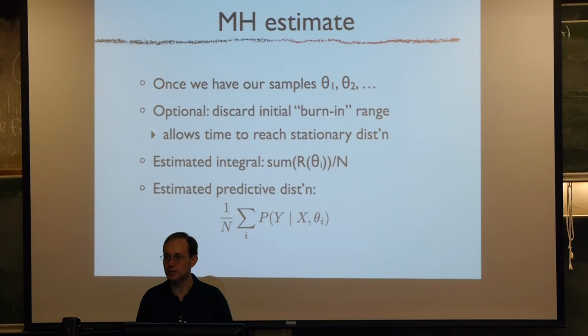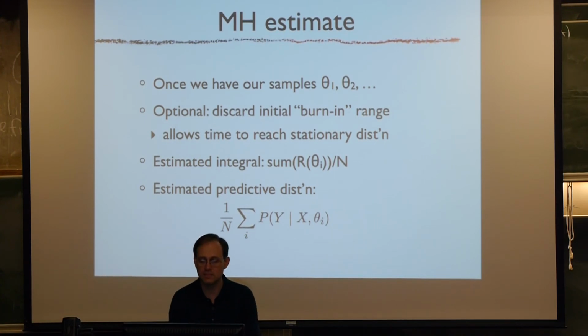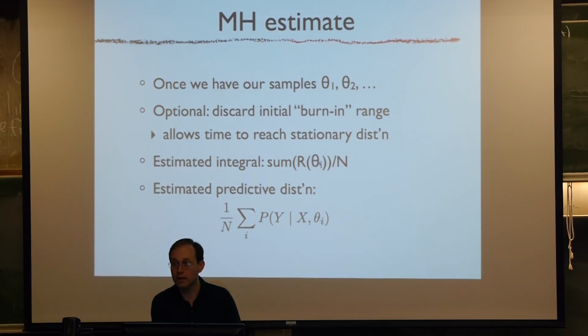And then you might do this a bunch of times, right? Start from a bunch of different points, discard a burn-in range for each of them, and take all of the samples after that. And then we can estimate, for example, the normalizing constant in our posterior by just taking the sample average. Or we can estimate the predictive distribution the same way I described, by taking the sample average of the predictive distribution for the individual samples theta. Okay.